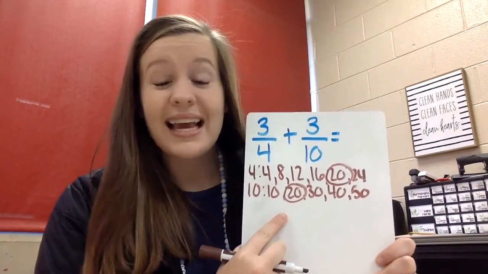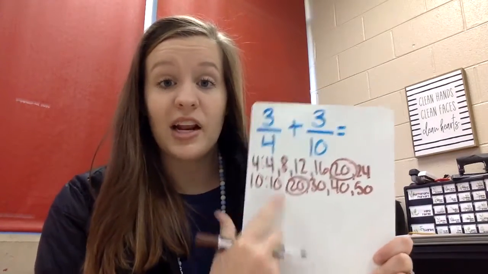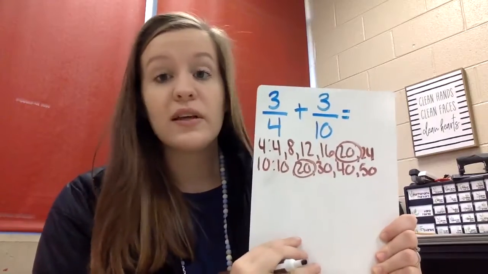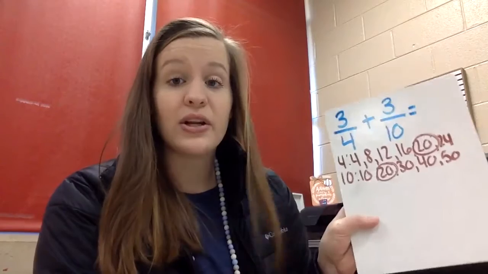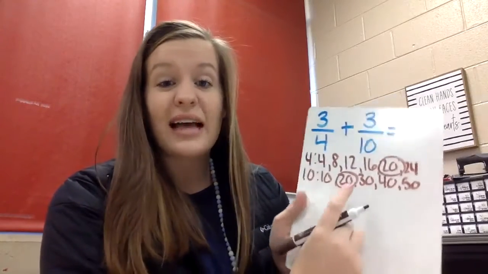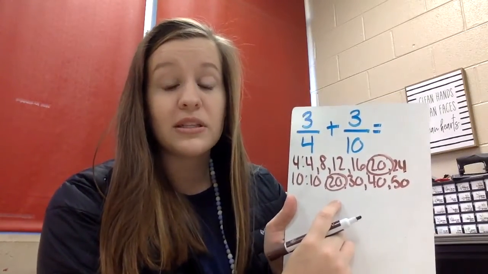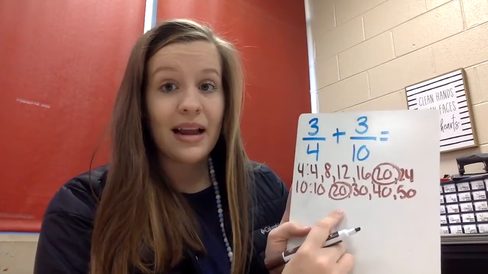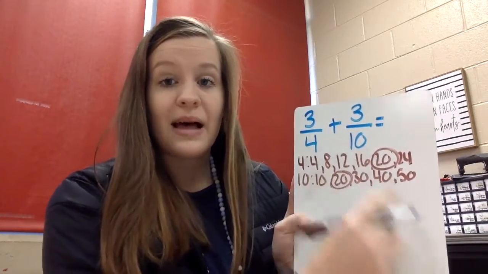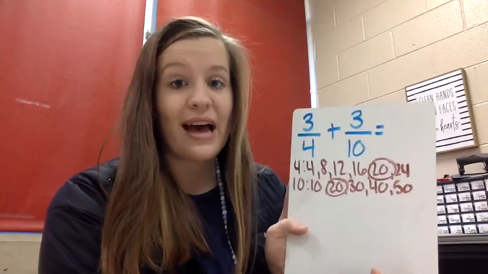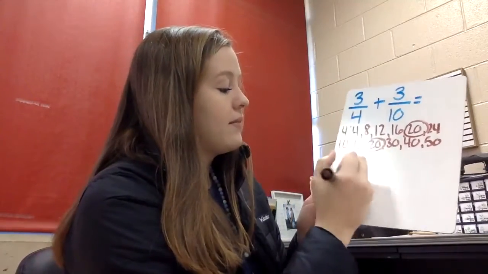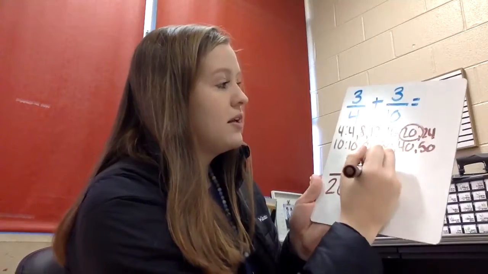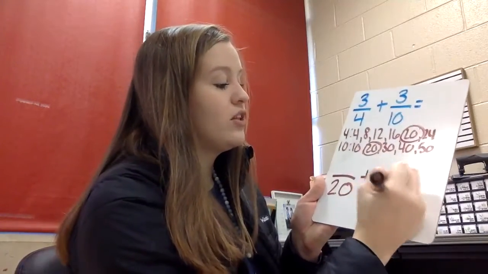But 40 is also a common denominator between 4 and 10. So you can use either of those numbers, unless on an assignment I tell you to use the least common denominator, that's when you have to list out all the multiples. But if it just says a common denominator, you are more than welcome to just multiply your two denominators in order to find a common denominator. So let's try our first one with 20. So we need two fractions with 20.